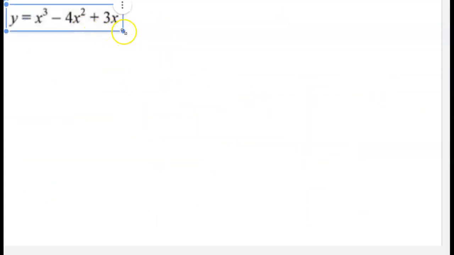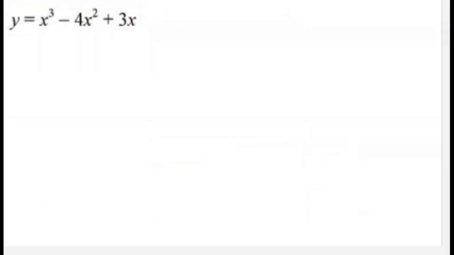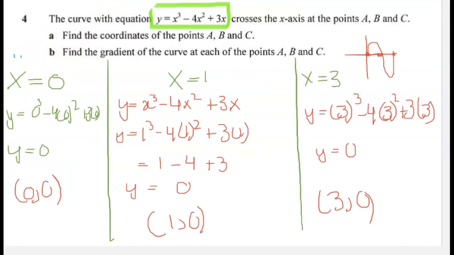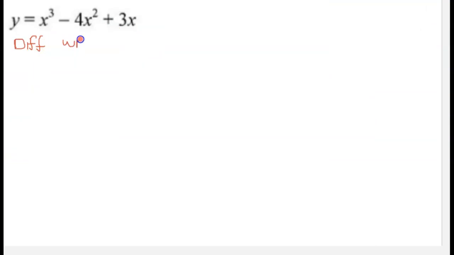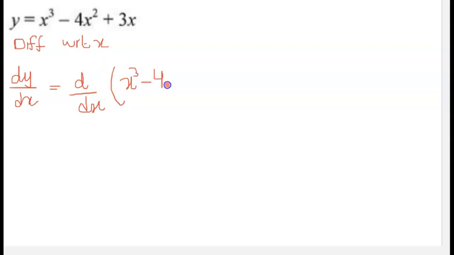So we got the equation now. We need to find the gradient at 3 points. So I'm just going to do 1 point, and then you can do the other ones. So now to find the gradient, I need to differentiate. So now we're doing part B, this one. Let's differentiate with respect to x. So I got dy over dx equals d over dx of x cubed minus 4x squared plus 3x.